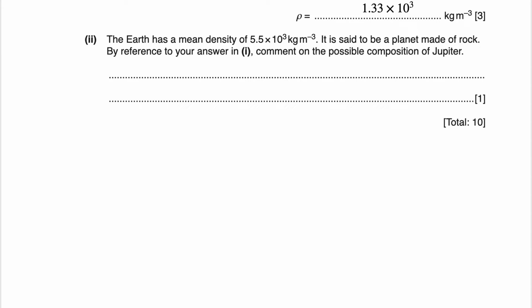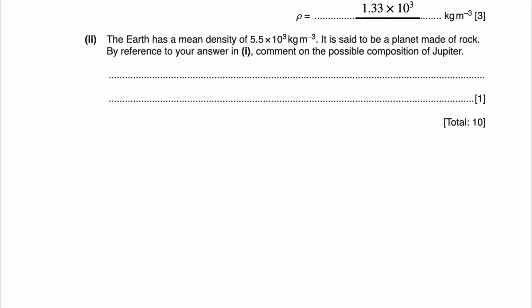The Earth has a mean density of 5.5 into 10 power 3 kilogram meter power minus 3. It says the planet is made of rock. So what information are we getting here? A planet made up of rocks has a density of 5.5 into 10 power 3. By reference to your answer 1, comment on the possible composition of Jupiter. So what we have to do is refer this answer 1.33 into 10 power 3 kilogram meter power minus 3 to the Earth's density.